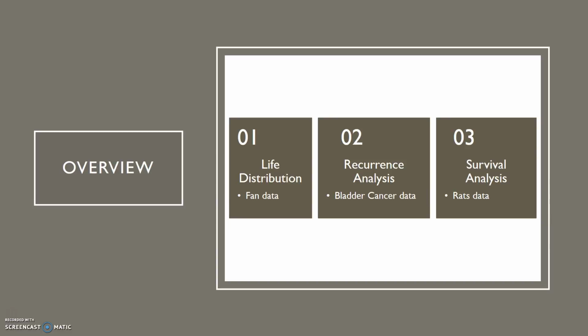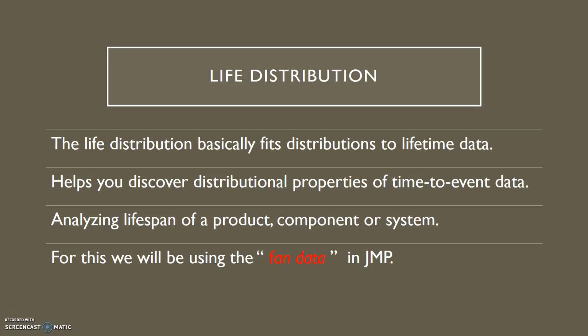So this is a quick overview. We're going to be looking at life distribution, recurrence analysis, and then survival analysis. And for all of those three, we're going to be using different data sets. Life distribution, we're going to be using the FAN data. Recurrence analysis, bladder cancer data, and then survival analysis, we're going to be using the RAT data.